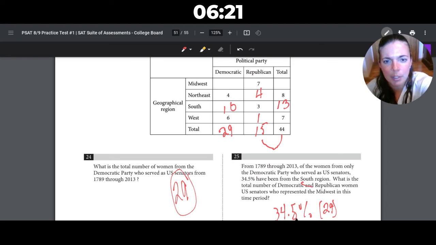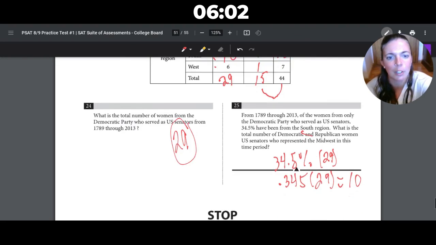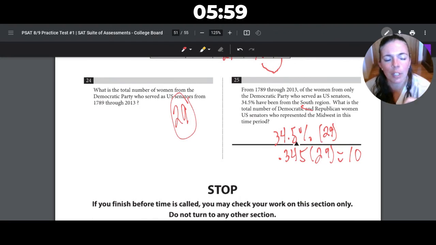Let's see, Midwest, so 29. We have to subtract all of these. So this would be, I say 10, it's 20, so this would be 9. 9 plus 7 would be 16. Okay, so the question asks, what is the total number of Democratic and Republican women U.S. senators represented the Midwest? So the total for the Midwest is right here. So that would be your answer of 16.